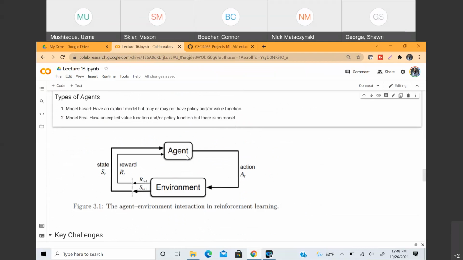I have my agent, right? The agent takes some action, A sub t, and then interacts with the environment. And the environment in return changes the state, and it also gives it some reward. And this feedback, the reward and the current state my agent moves into, will trigger the next course of action and so on, right?